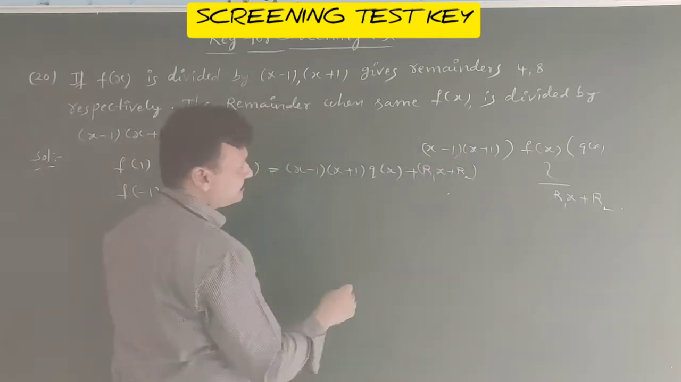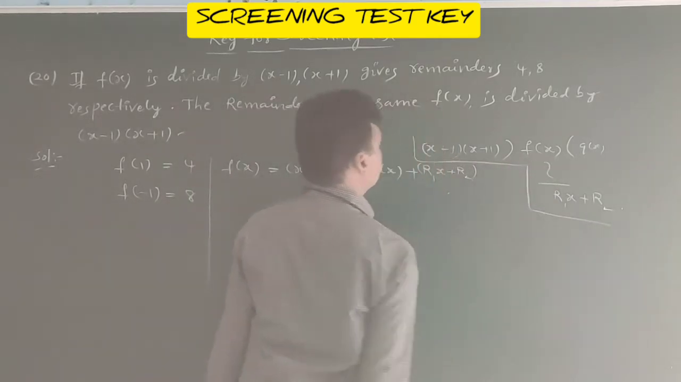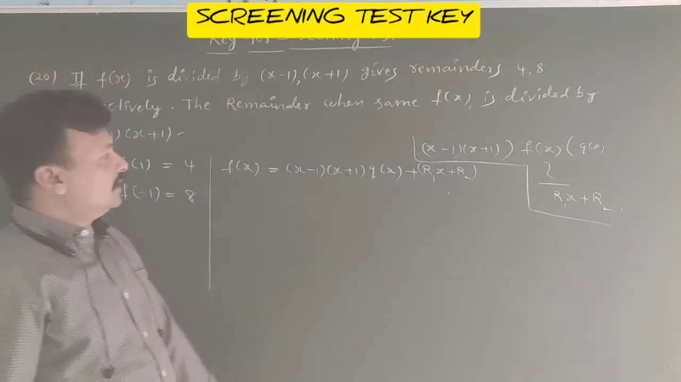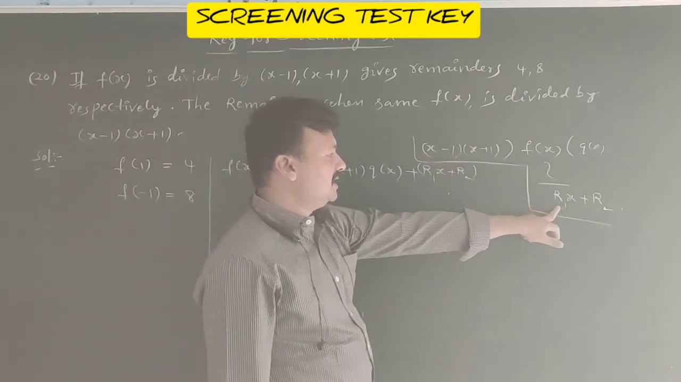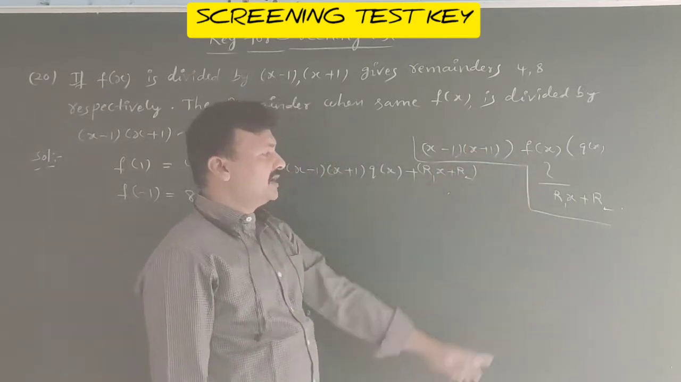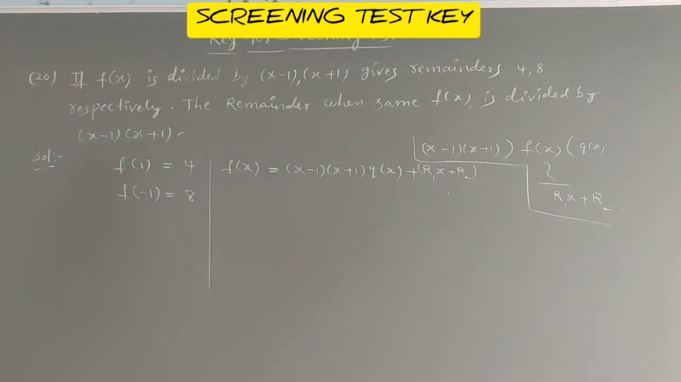See the remainder. F of x is divided by x minus 1 and x plus 1, then what is the remainder? He is asking the possibility of remainder. If the divisor has degree 2, the possible remainder has degree 1. Maximum degree of the remainder is 1. If the divisor has degree 3, the possible remainder has degree 2. So here we need to check its possibility.